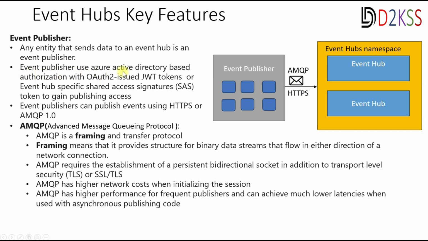Event publishers use Azure Active Directory based authorization using JWT tokens, or they can use a shared access signature, that is a SAS token, to gain the publishing access. Event Hub publishers can publish events using HTTPS or AMQP 1.0. So what is this AMQP? It is a protocol to transfer the data from the publisher to the Event Hub.